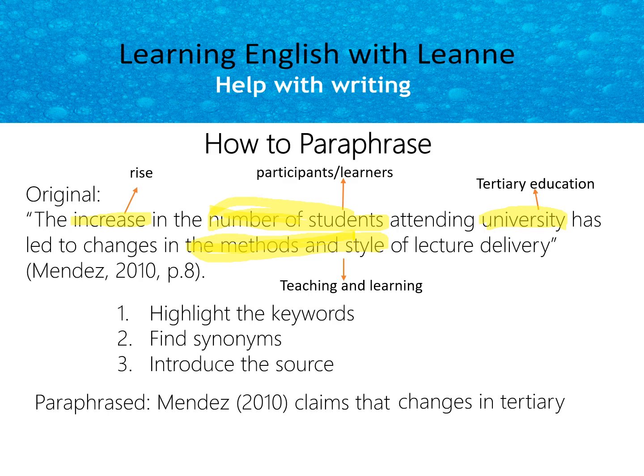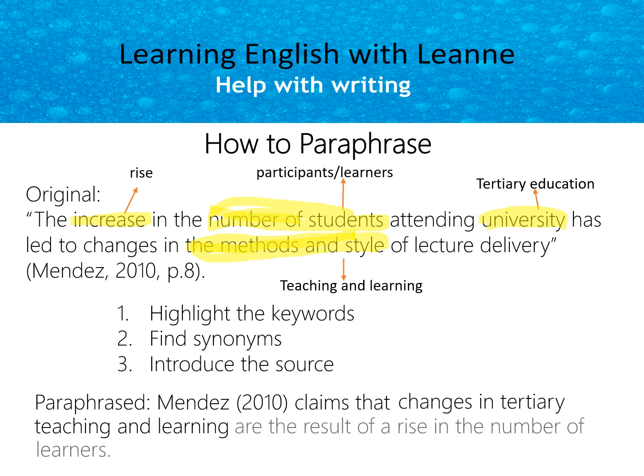So I've said changes in tertiary teaching and learning. So again, I've started with the second part of the sentence first, so my order is different, and I'll finish it with the beginning of the sentence using my synonyms. So this is now, Mendes claims that changes in tertiary teaching and learning are the result of a rise in the number of learners. So we're saying the same thing with different words and in a different order, with the author and the year included.